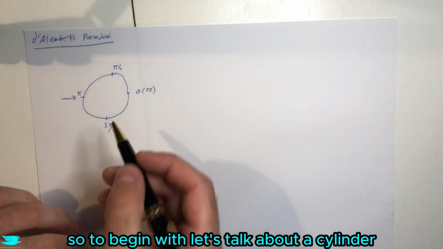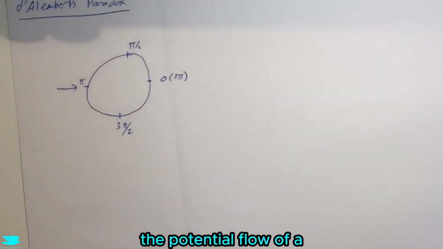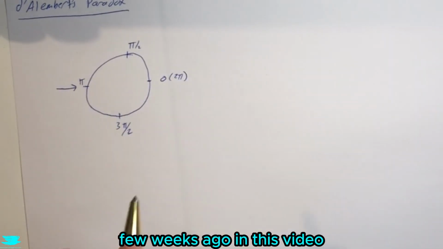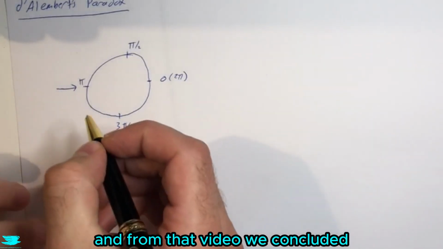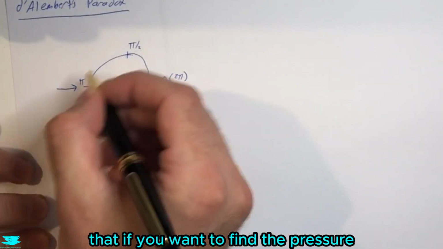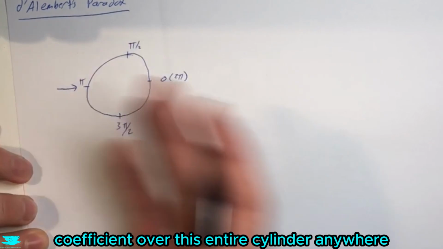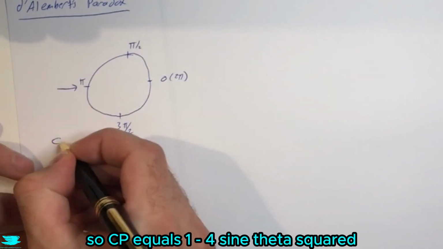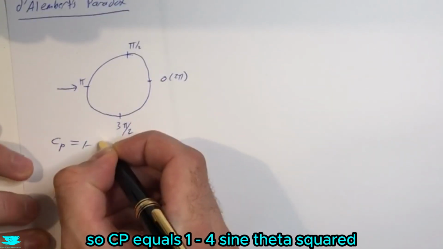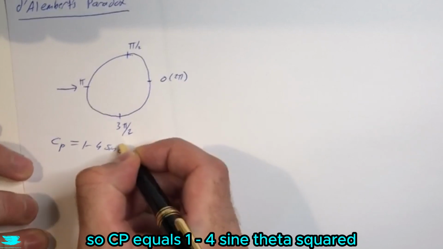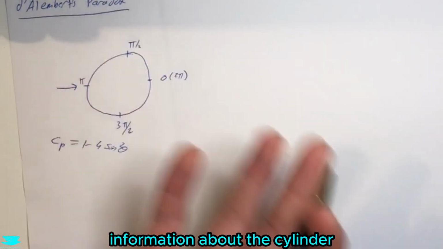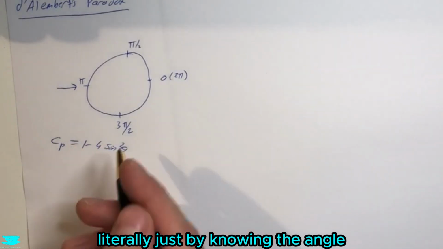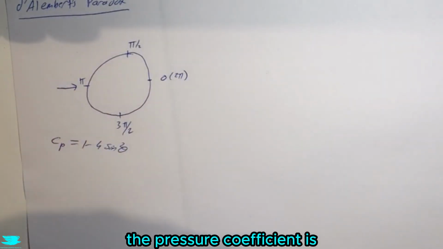So to begin with, let's talk about a cylinder, which we actually went through the potential flow of a few weeks ago in this video. So we understand what really happens over this cylinder. And from that video, we concluded that if you wanted to find the pressure coefficient over this entire cylinder anywhere, it's actually very easy. So Cp equals 1 minus 4 sin²θ. This is a very powerful formula that gives us a lot of information about the cylinder. Literally, just by knowing the angle, we can figure out what the pressure coefficient is.